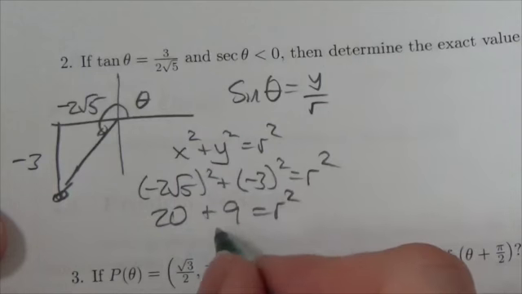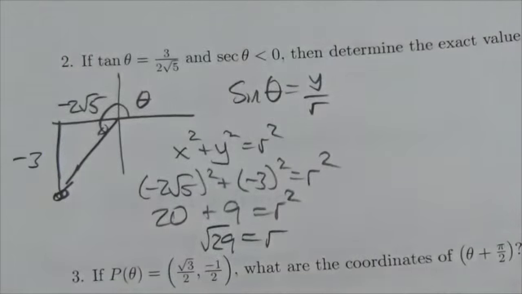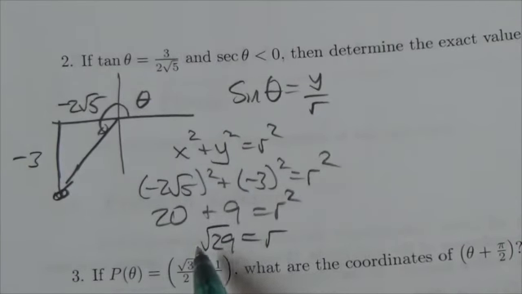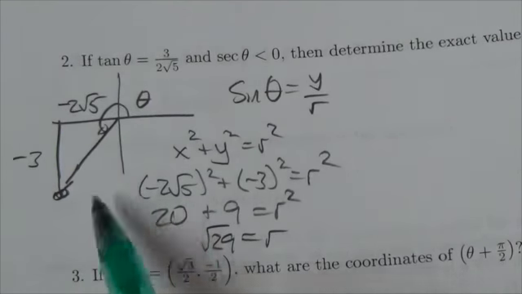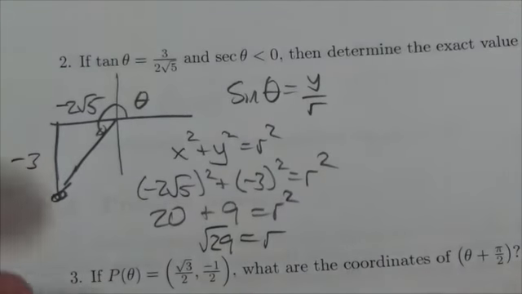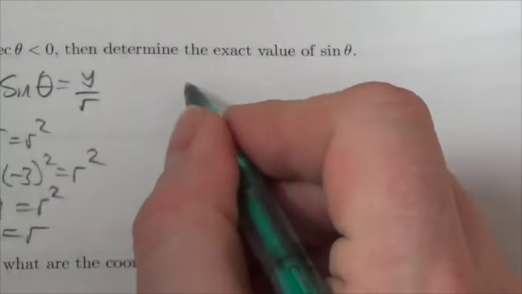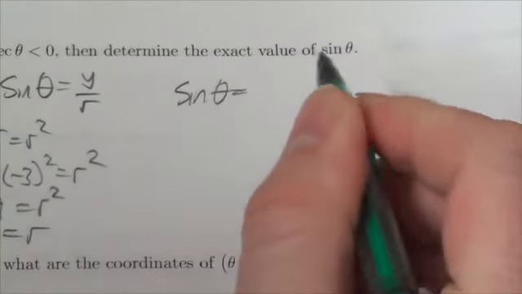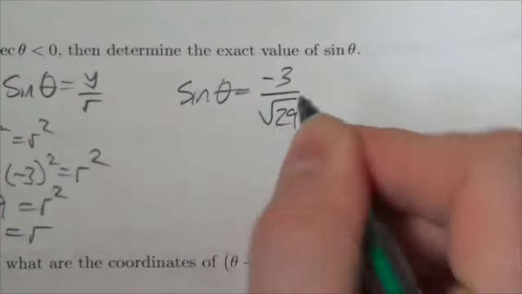So r squared is equal to 29. R is equal to root 29. And I'm going to say positive root 29. Now I know normally what you would do is you'd put a positive and a negative here when you're taking the square root. But it turns out, just because of the way the trigonometry works here, r is always going to be positive. R is defined to be positive, okay? So now I come over here and I know that the sine of theta is going to be the y-coordinate, negative 3 over root 29.